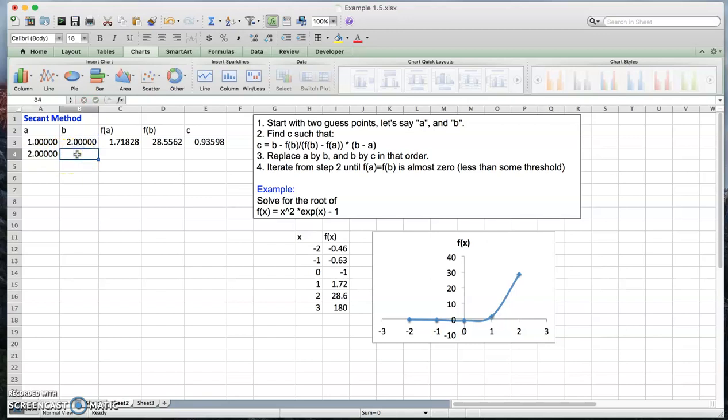And then I'm going to replace B by C. So my next B, which is this cell, is going to be the previous C. I'm going to hit this cell. There you go. So this is equal to C, and this is equal to B, which means I replaced A by B, and I replaced B by C. So now since C is sitting there, the rest is just drag down.